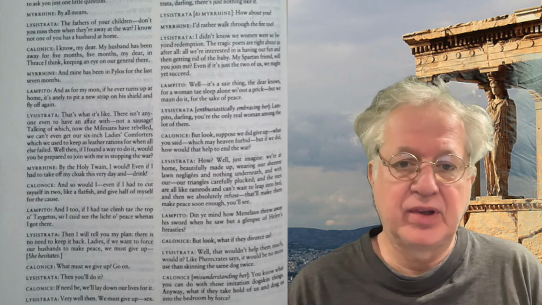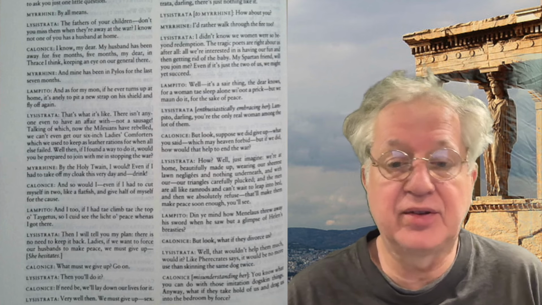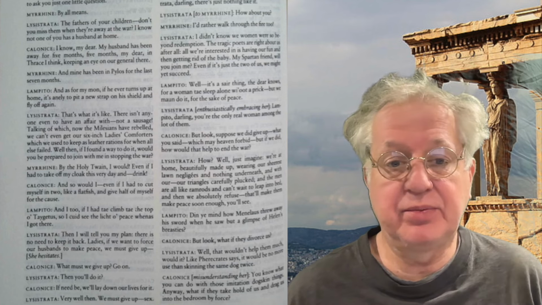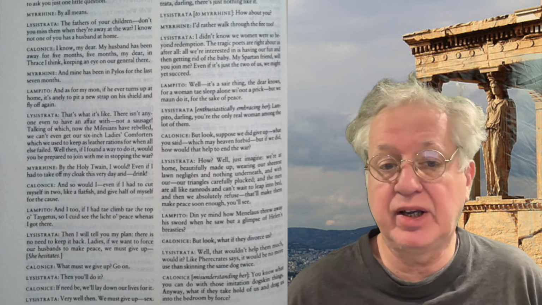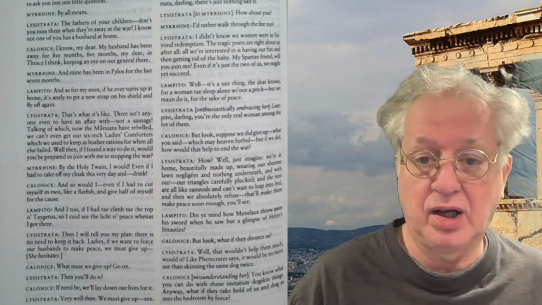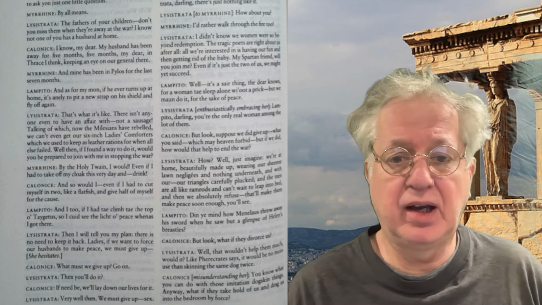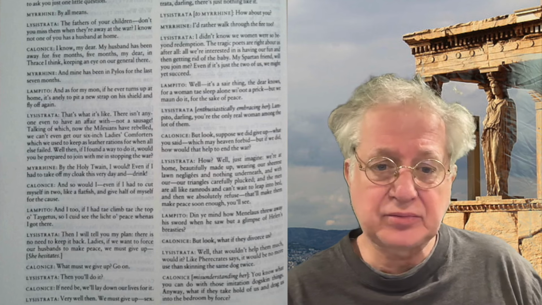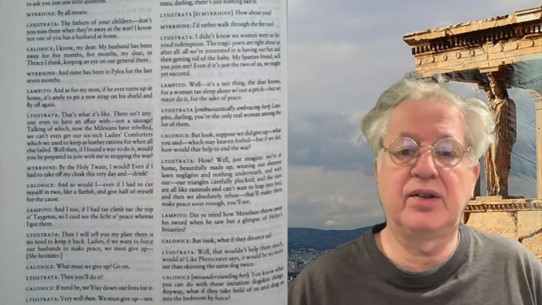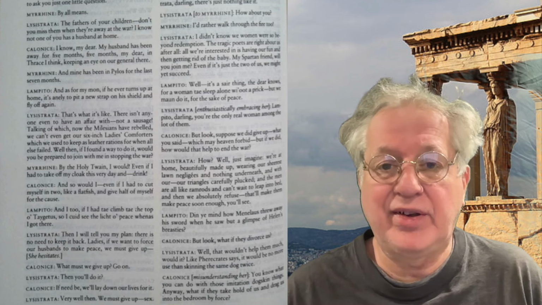And she says, "The fathers of your children, don't you miss them when they're away at the war? I know not one of you has a husband at home." And Kalanice says, "I know, my dear, my husband has been away for 5 months. 5 months, my dear, in Thrace, I think, keeping an eye on our general there." Myrina says, "And mine has been in Pylos for the last 7 months." And Lampito says, "And as for my man, if he ever turns up at home, it's only to put a new strap on his shield and fly off again." And Lysistrata says, "That's what it's like. There isn't anyone even to have an affair with, not a sausage."